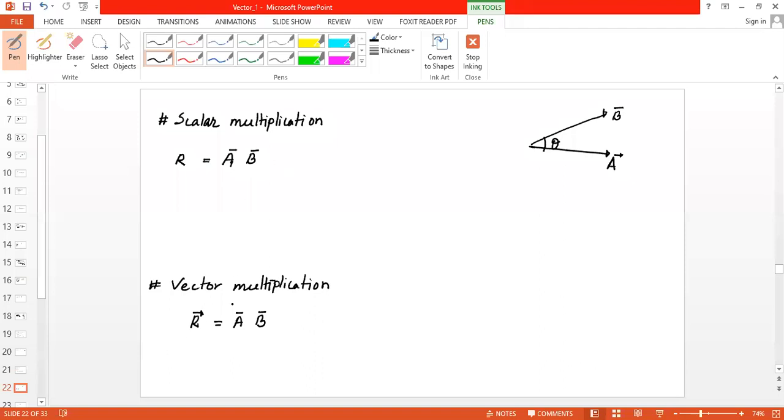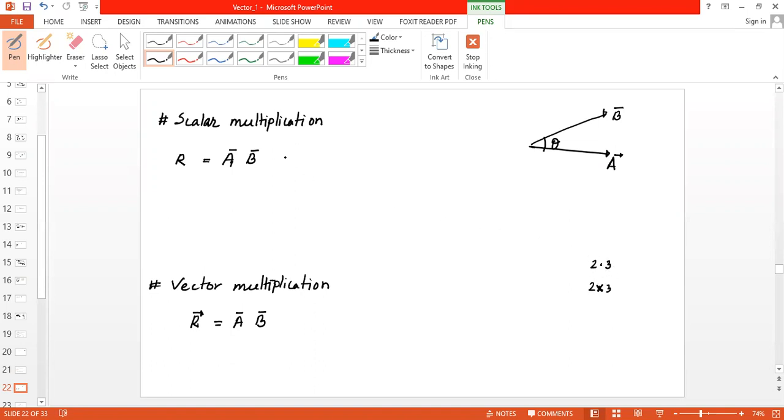Now how to distinguish these two kinds of multiplication when we write them mathematically? In simple mathematics, when we multiply two numbers, we write 2 times 3, 2 into 3, and we can use dot or cross to express the multiplication.